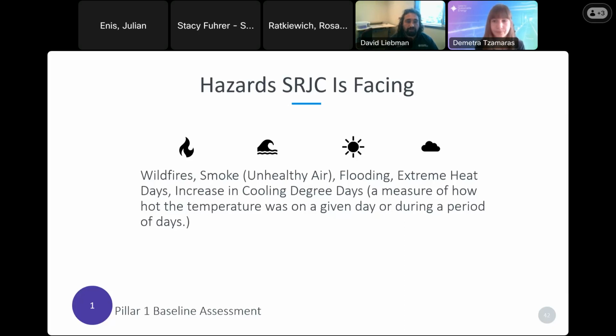Those impacts are wildfires, smoke, and smoke getting into our buildings through our HVAC systems; flooding, specifically flooding on a floodplain as well as the Russian River; extreme heat days and how that impacts not only the community, but our faculty and staff, our infrastructure assets, as well as our athletic students and coaches. And lastly, the increase in cooling degree days and how that is changing the climate within Santa Rosa and Sonoma County, and how most of our buildings were developed at a time when we really didn't need cooling, and that is now changing.